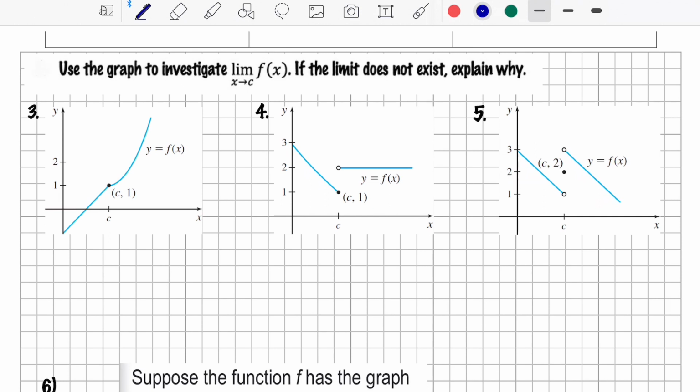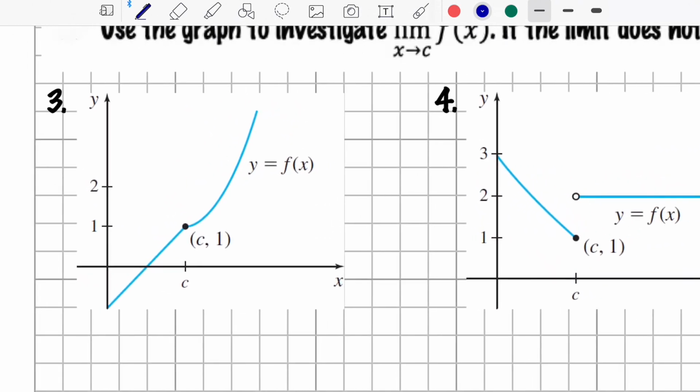Now, let's see. More graphs. Use the graph to investigate the limit as x approaches C of f of x. If the limit does not exist, explain why. So we're going to look at C. This time they did not tell us to approach from the right or from the left. They just said C. But we have to do both, no matter what. So let's approach C from the left. If I approach C from the left and I follow my graph, it looks like it's approaching 1. So the limit as x approaches C from the left of f of x equals 1.